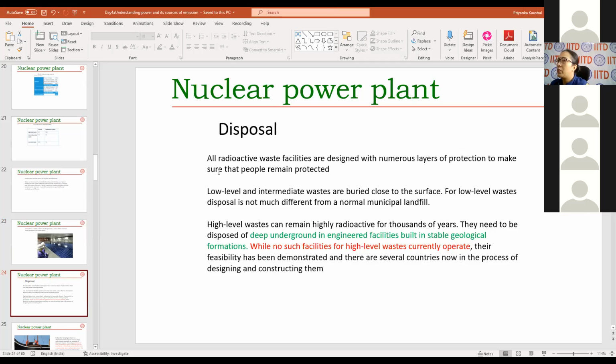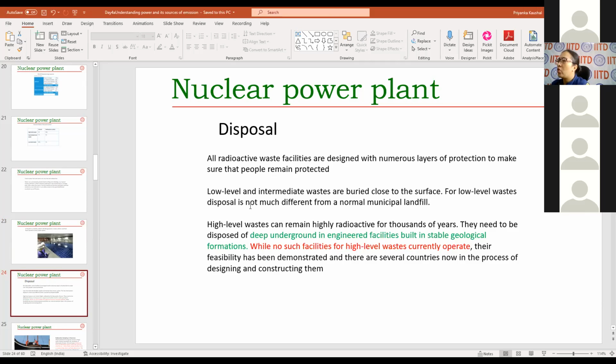Many ways of disposal. All radioactive waste facilities are designed with numerous layers of protection to make sure that people remain protected. This is all about the waste disposal. Look at it, the kind of investment and the kind of resources we need just to dispose of the nuclear waste. Low level and intermediate waste are buried close to the surface. I mean, you dig a few meters of earth and you put it there and you bury it.